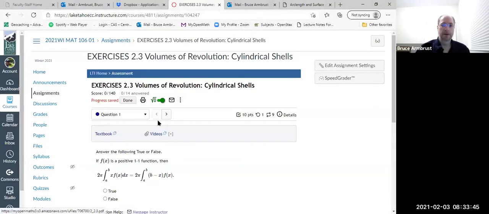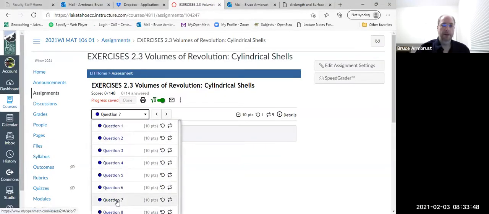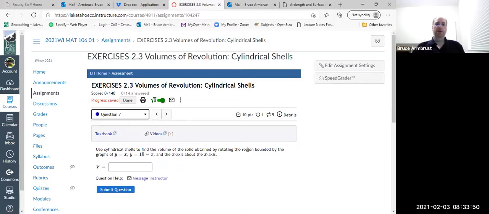So let me go ahead and share my screen. All right, so 2.3, we have volumes of revolution using cylindrical shells. All right, so for number 7 here, it says we want to use cylindrical shells to find the volume of the solid obtained by rotating the region bounded by the graphs of y equals x, y equals 10 minus x, and the x-axis about the x-axis.